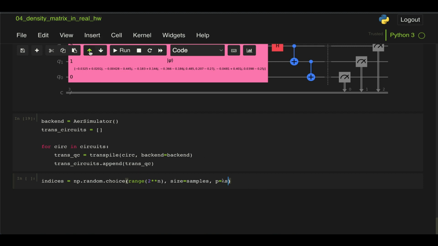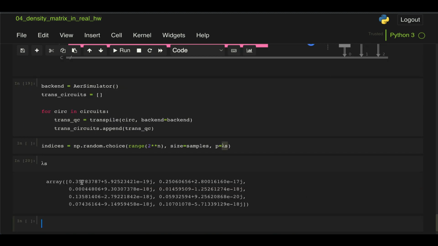Now, before doing this, one thing I want to show is that if we look at these lambdas, they're complex numbers. But as we said, since density matrices are positive semi-definite, these lambdas should always be positive real numbers. So if you see the complex part of these numbers, it's just very, very close to 0. These are just approximation errors during the decomposition procedure in NumPy.